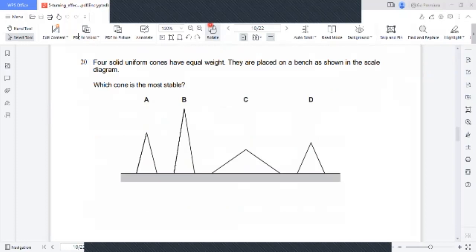Four solid uniform cones have equal weight. They are placed on the bench as shown in the scale. Which cone is most stable?